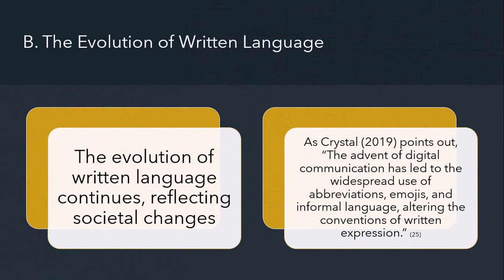B. The evolution of written language. The evolution of written language continues, reflecting societal changes. As Crystal points out, the advent of digital communication has led to the widespread use of abbreviations, emojis, and informal language, altering the conventions of written expression.